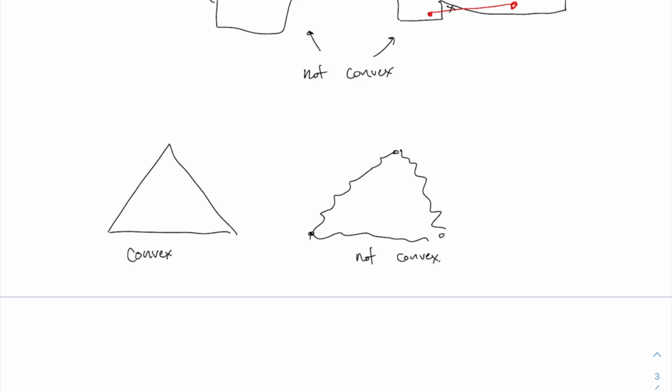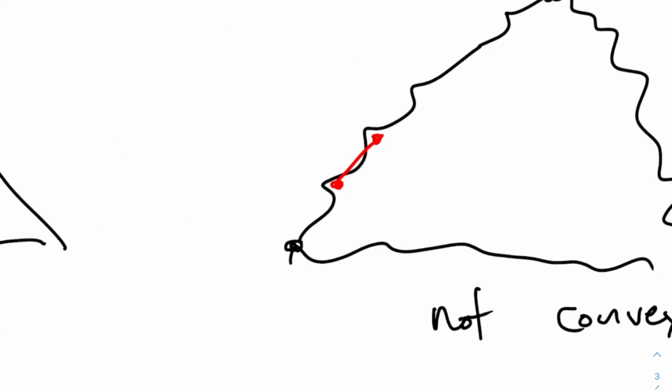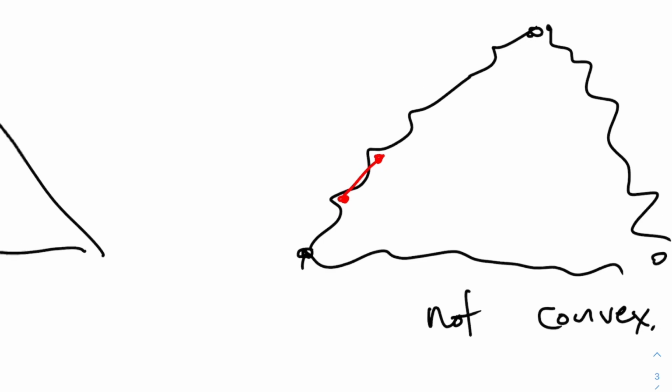Because of all those wiggly wobblies along the edge, you can find 2 points inside the set, where the line connecting them stretches outside. Can you even see that? Because of the innie right there. There's a little innie. All right?